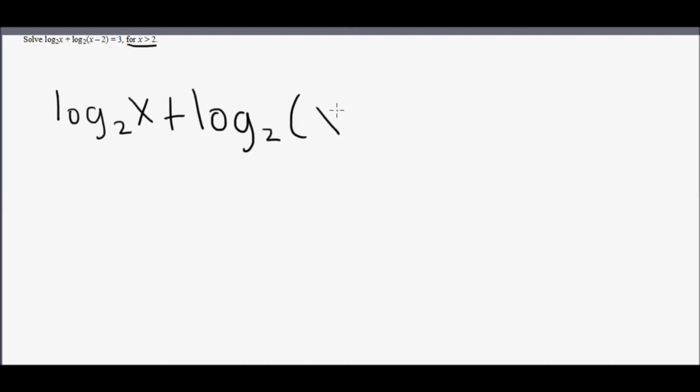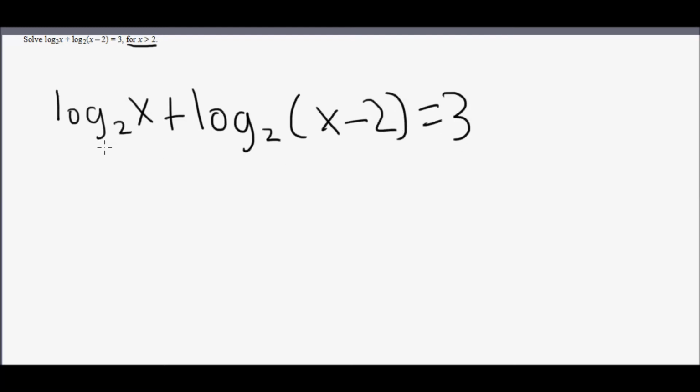So the problem at hand is: solve log 2x plus log 2x minus 2 equals 3. And this is important, for x is greater than 2. That means that the x value has to be greater than 2. Alright, so now that we have this information, we might as well just rewrite the problem in a larger font so it's easier to read for us.